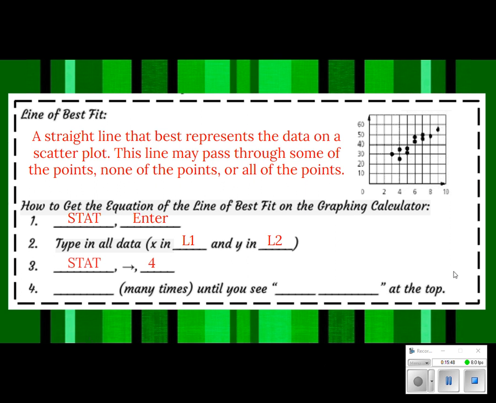Then you're going to hit stat, and then that button means right. So on the directional pad, hit the right button. You want to choose option 4, which for us right now is going to be a linear regression model. It says LinReg, I'm pretty sure. And you're going to hit enter many times until you see LinReg at the top.